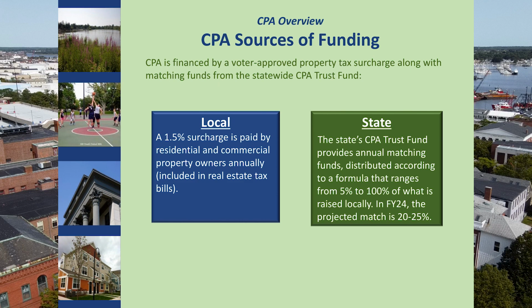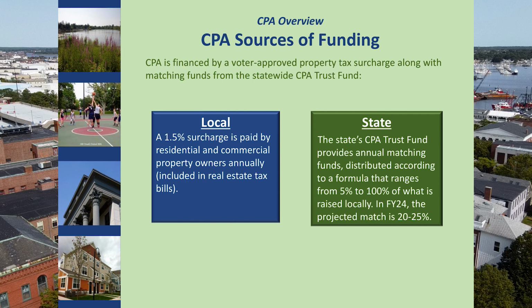There are 2 sources of funding, for those of you who don't know. One is from the surcharge, which is 1.5%, that was voted on by the citizens of New Bedford back in 2014. The first 100,000 of every value is exempt, so it's from 101 and up that it is calculated on.